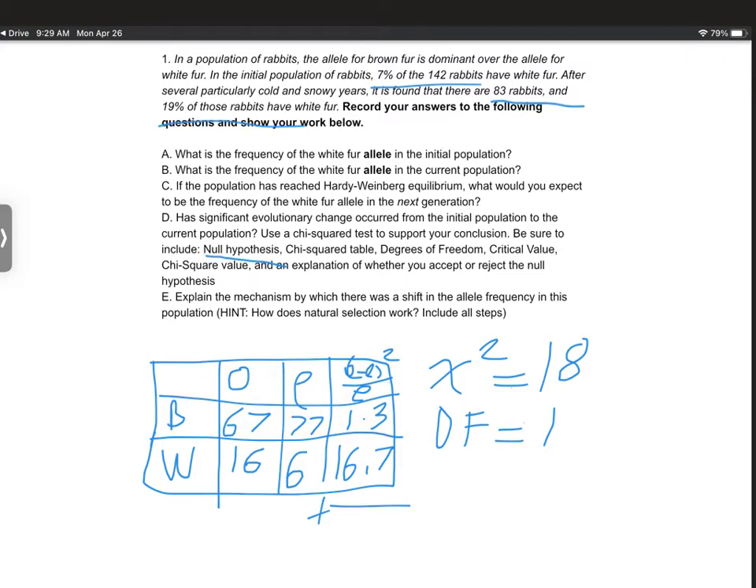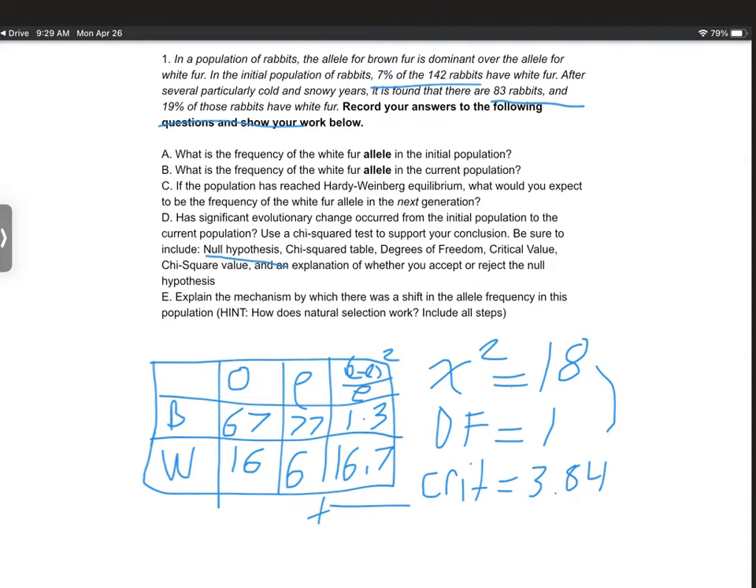So if we look at the table and find the critical value for that, it is going to be 3.84. And then we compare 18 and 3.84. 18 is larger than 3.84. That means we must reject our null hypothesis, and we must say that yes, these two groups are significantly different. Significant evolutionary change has occurred here.